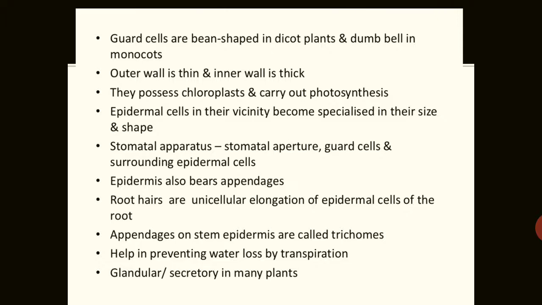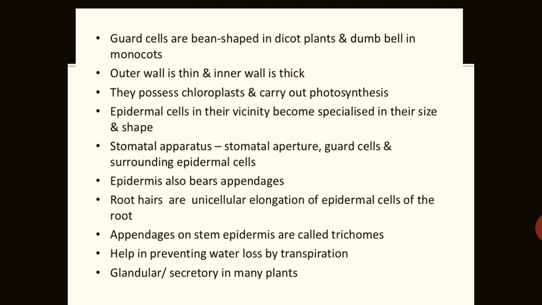The epidermal cells in their vicinity become specialized in their size and shape also. The stomatal aperture, guard cells and surrounding epidermal cells are confined together to form the stomatal apparatus. The epidermis also bears appendages sometimes. The root hairs are unicellular elongations of the epidermal cell in the case of the root, and they are multicellular in the case of the stem. So appendages on the stem epidermis are called trichomes.